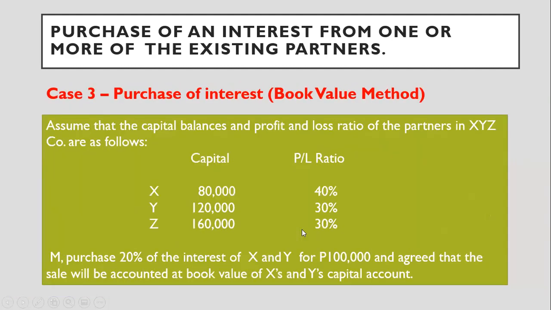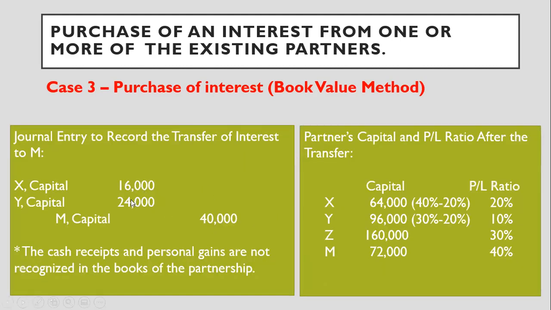So for case number 3, we will be using the same data from case 1. So it's a purchase, this time it's a purchase of interest, book value method. So M purchased 20% of the interest of X and Y for 100,000 and agreed that the sale will be accounted at book value of X and Y's capital account. So how do we transfer now the interest?